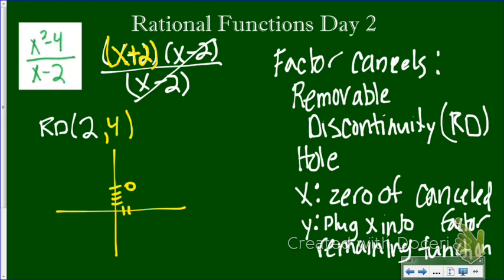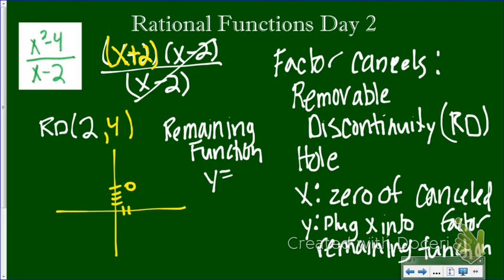Once we've plotted our hole, we graph the remaining function however we need to. My remaining function here, what's left after I find my hole, isn't actually even a rational function. It's just the equation y equals x plus 2, which is a straight line with a y-intercept of 2 and a slope of 1, and we know it's going to go through the point where that hole is. So that's what my graph would look like. This doesn't even look like a rational function, it's just a line with a hole in it.